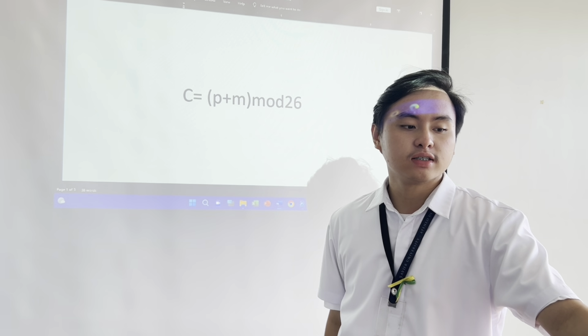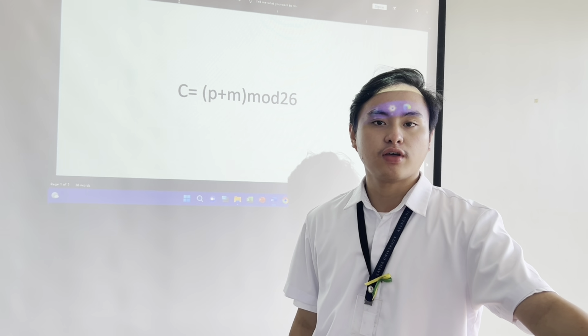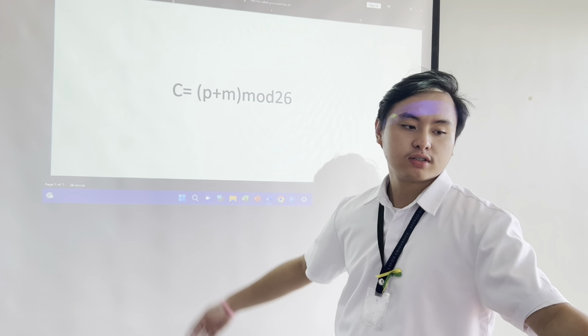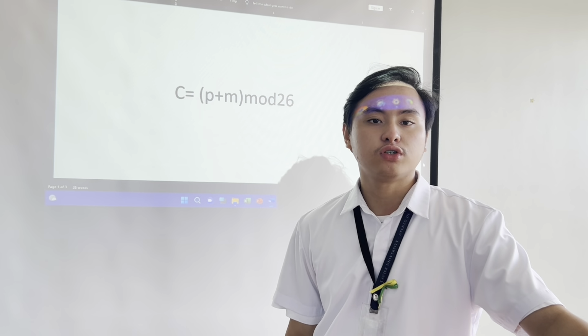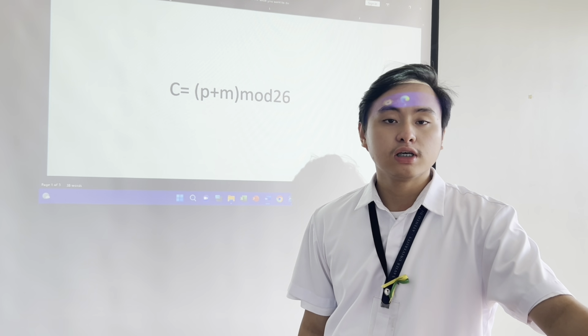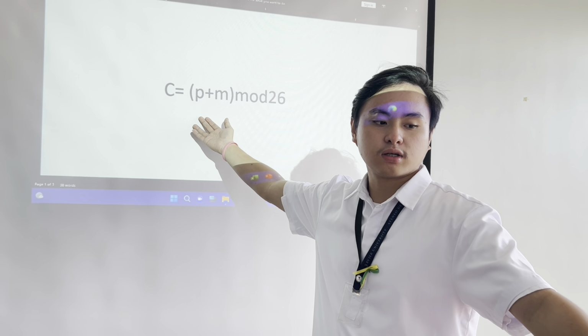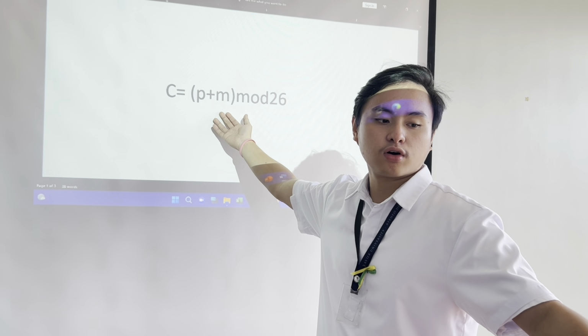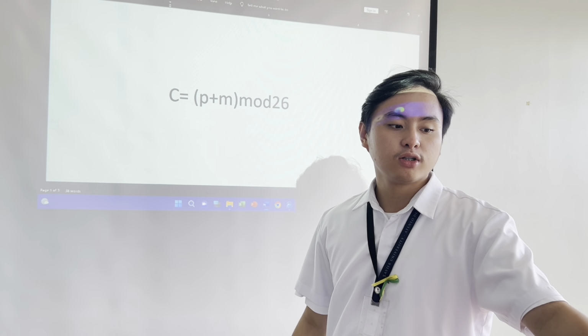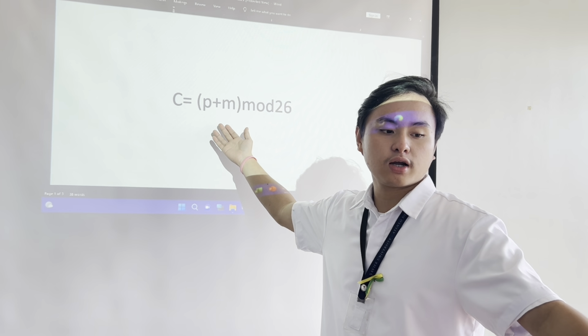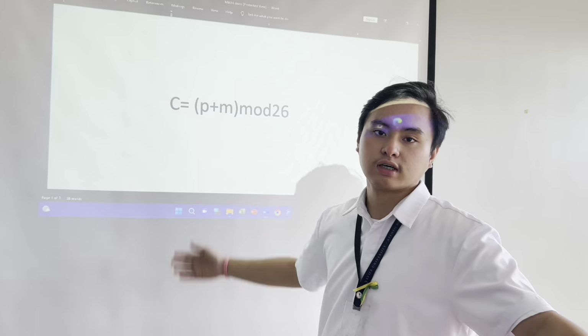Our P here is 10, as J is the 10th letter of the alphabet. M here is the key, the number of times we shift to the right. C represents the cipher text, P represents the plain text, and M represents a constant shift or our shift value. Mod 26 indicates the use of modular arithmetic with the modulus of 26.